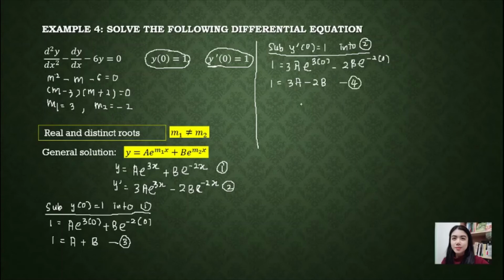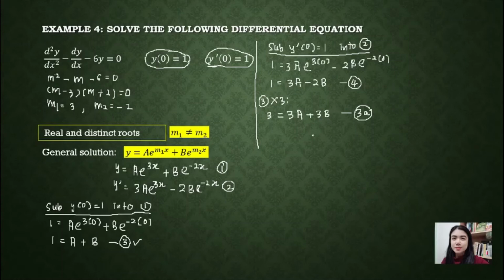And now you can see that equation number 3 is a plus b equal to 1, and equation number 4 is 3a minus 2b equal to 1. So let's say that I want to omit the variable a. So I have to make sure that equation number 3 also has the same coefficient. So I multiply equation number 3 by the number 3. So you will have 3 equal to 3a plus 3b. I multiply this equation by 3, so I name the new equation as 3a.